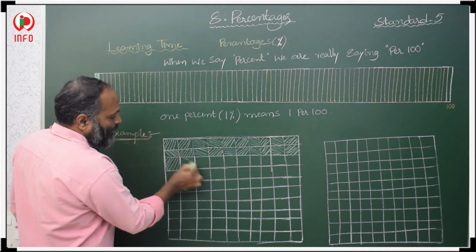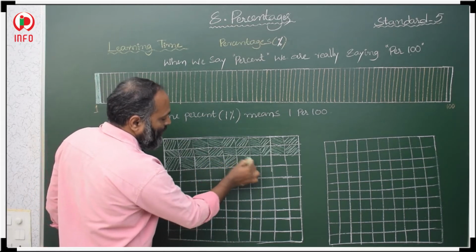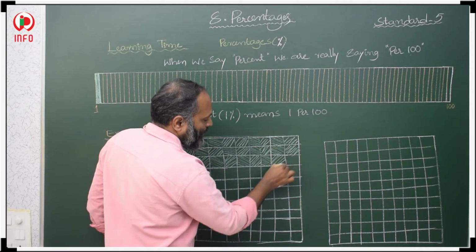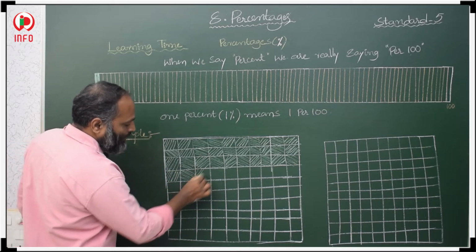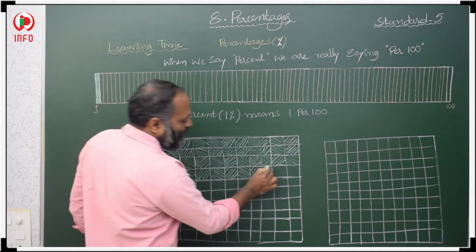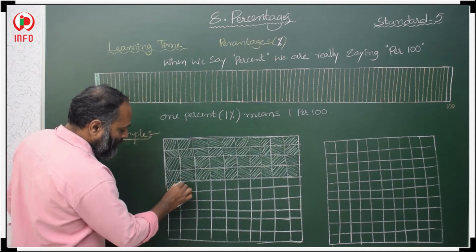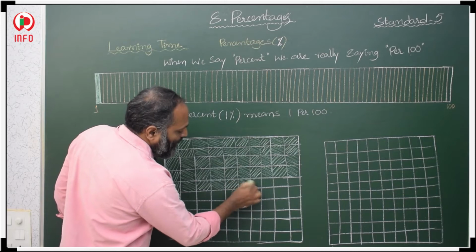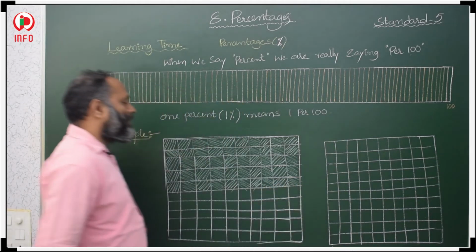21, 22, 23, 24, 25, 26, 27, 28, 29, 30. 30 grids. 31, 32, 33, 34, 35, 36, 37, 38, 39 and 40. 41, 42, 43, 44, 45, 46, 47, 48, 49, 50. These 50 grids we completed.